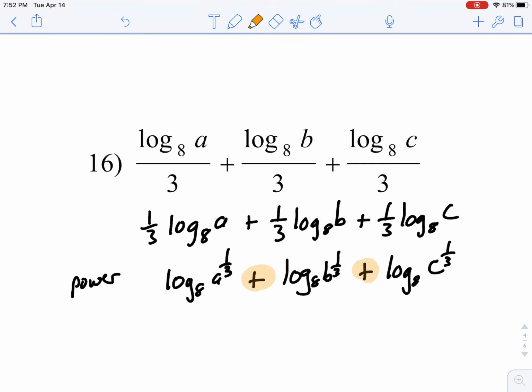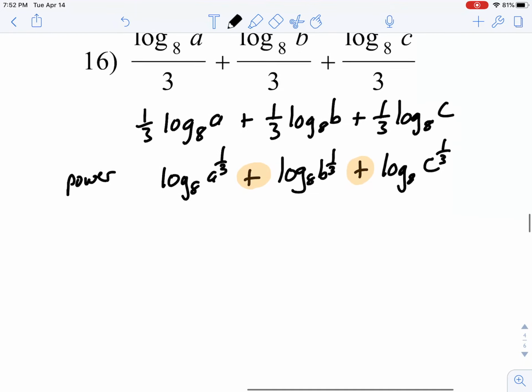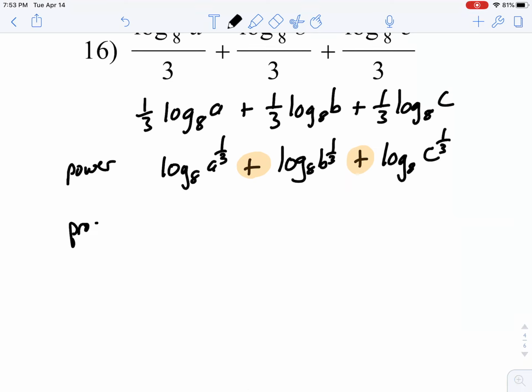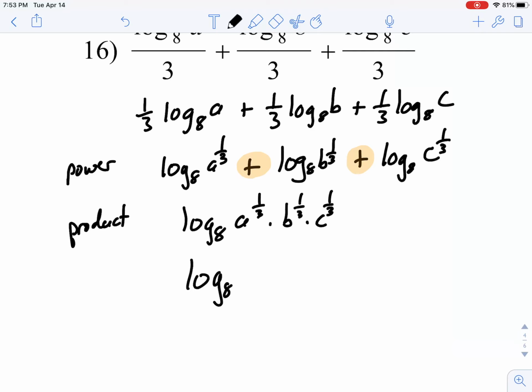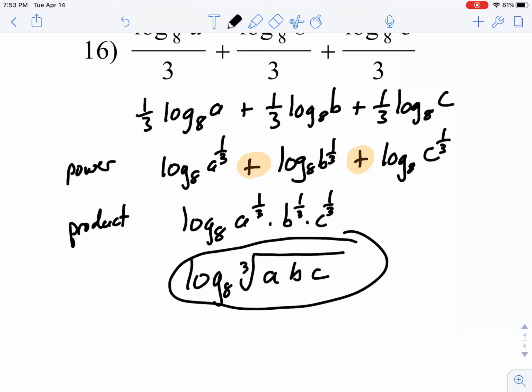All three of these plus signs means the product rule. So log base 8 of a to the 1/3 times b to the 1/3 times c to the 1/3, not third. And of course, 1/3 power is the same thing as a cube root. Since all three of them have it, all three go under here. And yeah, to me it makes more sense to put ABC, not CBA, but whatever.